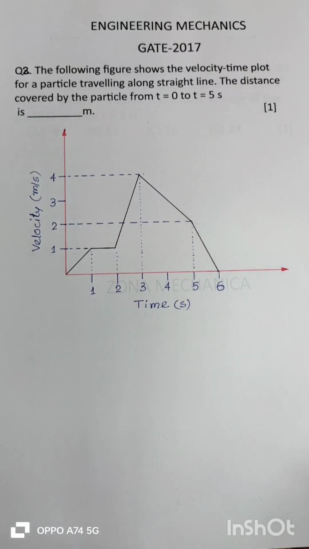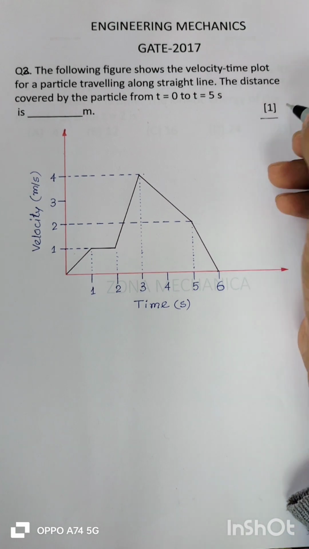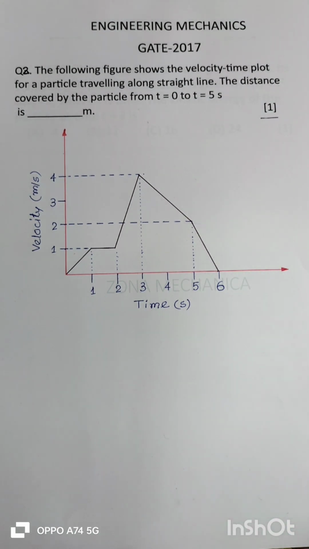There is a numerical answer type of question on kinematics. The figure at the margin indicates the weightage of the question, that is 1 mark. The following figure shows the velocity time plot for a particle traveling along a straight line. The distance covered by the particle from t equals 0 seconds to 5 seconds.